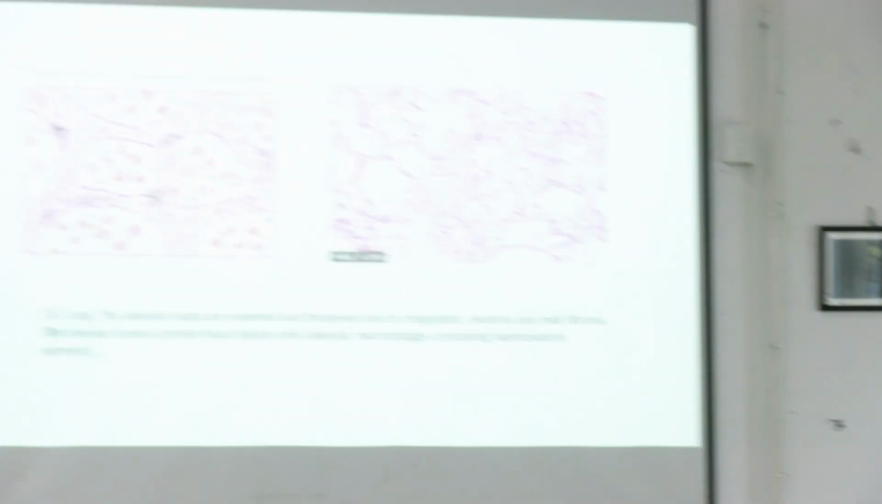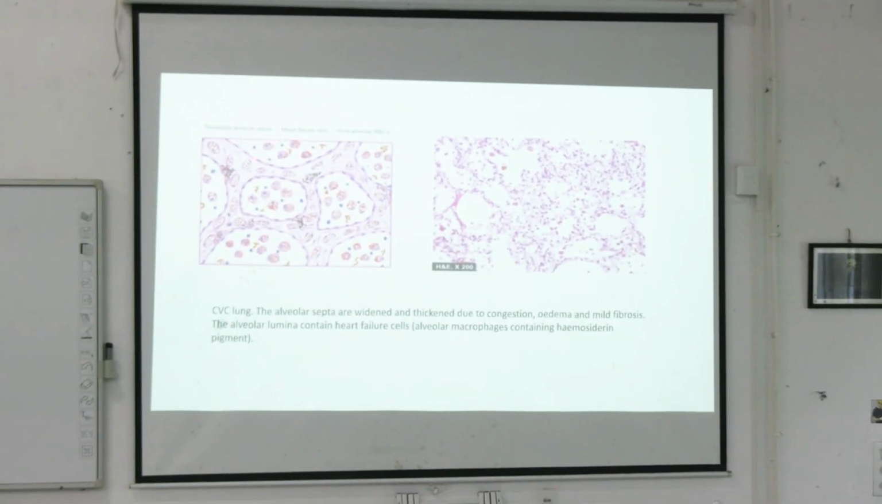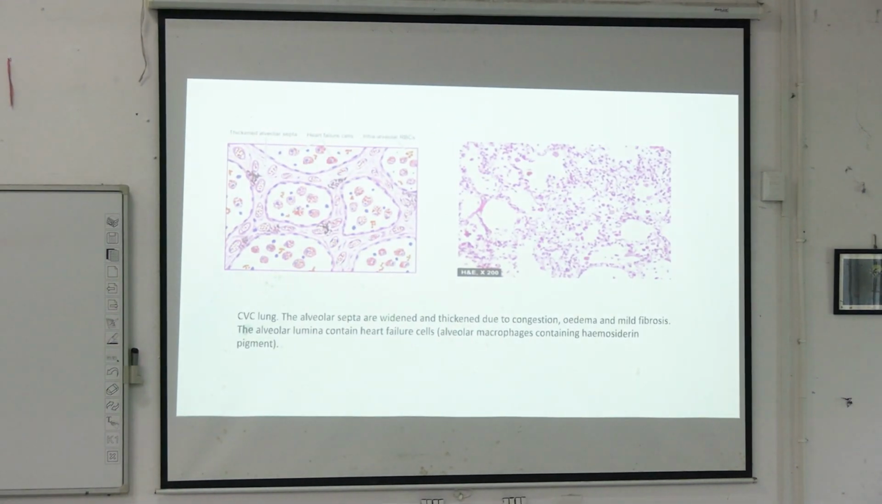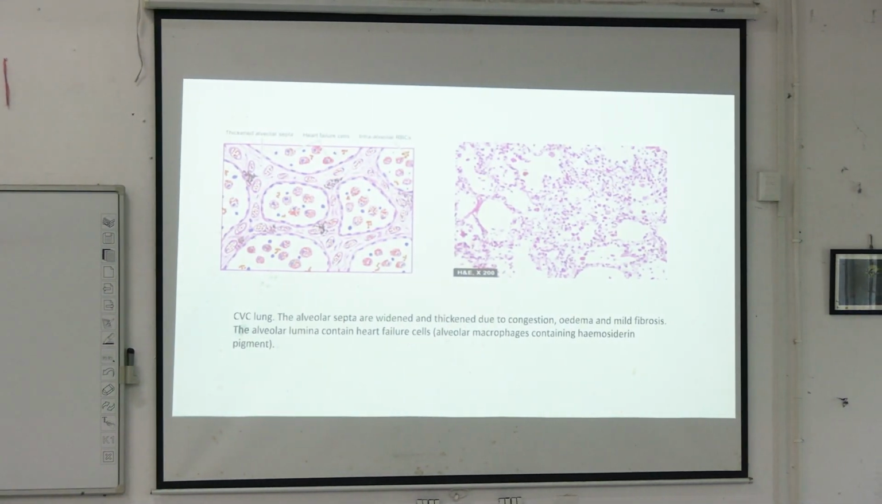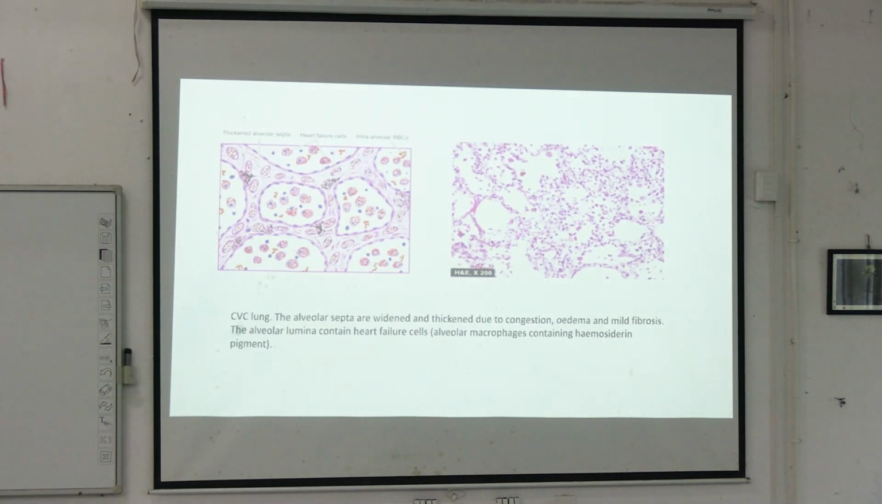So this is the chronic venous congestion of the lung. Here you can see thickened alveolar septa. These are the heart failure cells, with intra-alveolar RBCs. What is a heart failure cell? It is an alveolar macrophage containing hemosiderin pigment. Heart failure cells are seen in chronic venous congestion of the lung, not in the heart itself.